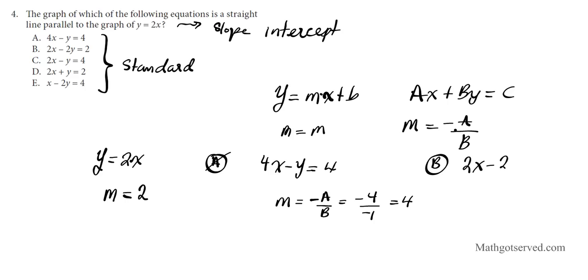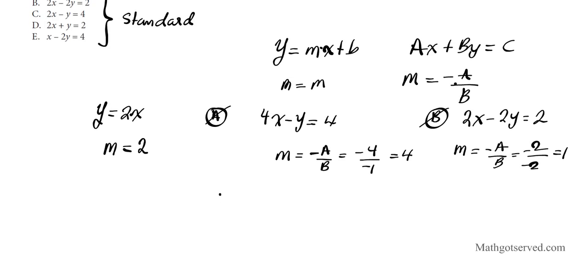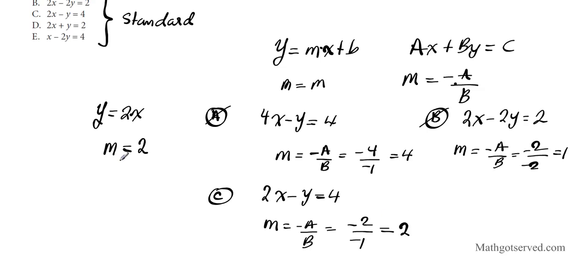Alright, option B: 2x minus 2y equals 2. m is negative a over b, so that's going to be negative 2 over negative 2, which is positive 1. Is positive 1 equal to 2? Absolutely not. Wrong. All right, let's keep on going. C, we have 2x minus y equals 4. m is negative a over b, as we already know, so that's negative 2 over negative 1, which is positive 2. Is positive 2 equal to positive 2? Absolutely. The correct option is C.